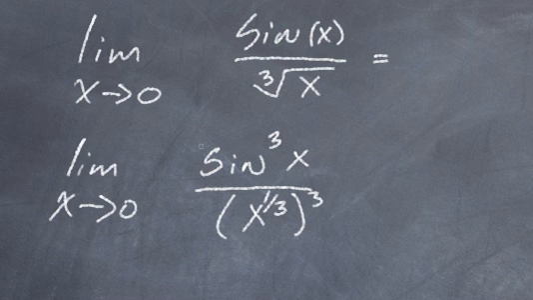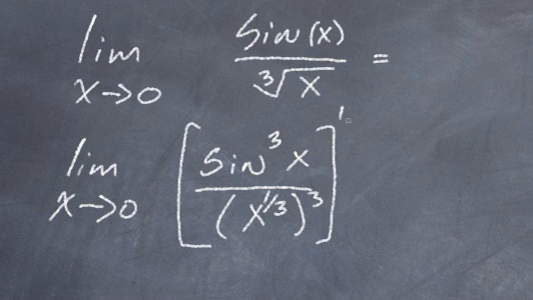And then what I'm going to do is raise all of this to the 1/3 power. So you see 1/3 times 3 is just 1, and we end up with sine x, and then we have x to the 1/3, which is raised to the third, and 1/3 times this 3, we just end up with this. So this is the trick that we're going to use here.